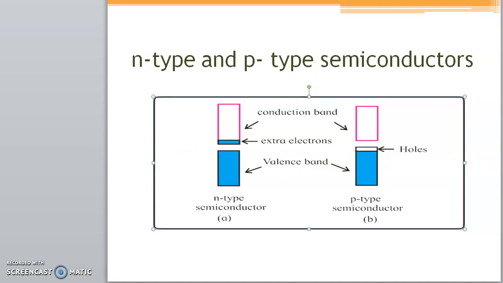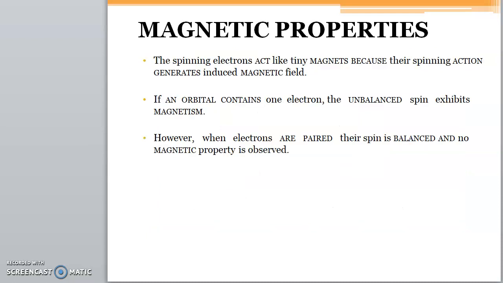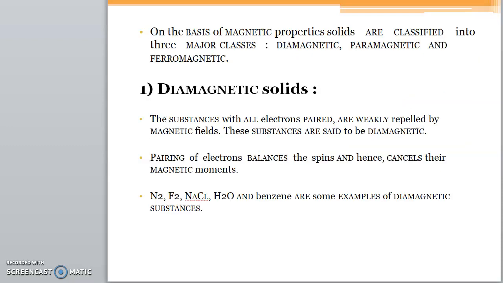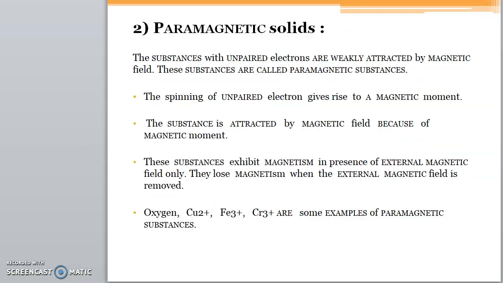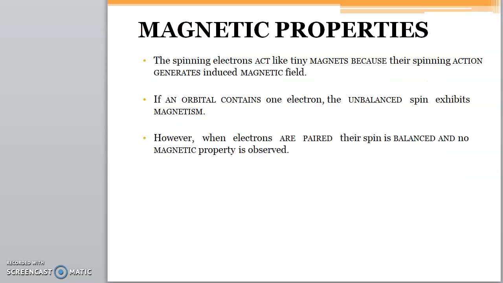Okay, the next property, my dear students, just now we looked at electrical properties. We'll look at the final thing in this chapter, that is magnetic properties. So magnetic properties, there are three types of properties related to magnetism in solids. There is diamagnetic, there is paramagnetic, and there is ferromagnetic. We'll quickly take a look at that.